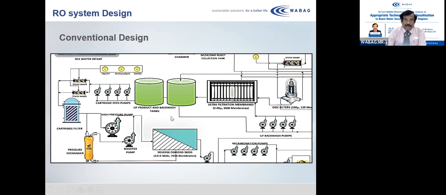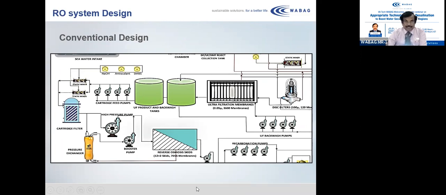By doing so, even when the pre-treatment system trips for a few seconds or a few minutes, the RO system can keep running continuously. You can start the pre-treatment system back and join. The only concern in this is you need a bigger tank area, and where there is an area constraint, people now try to go in for a non-conventional system, which is an inline system.